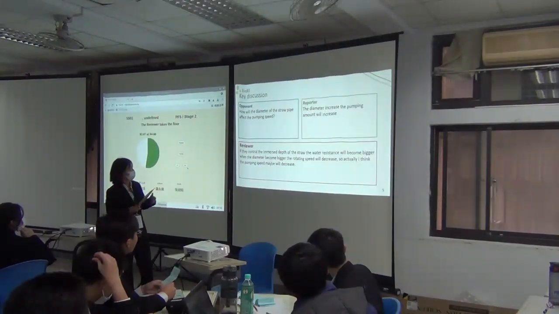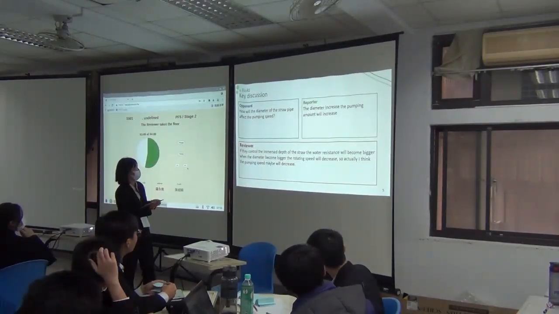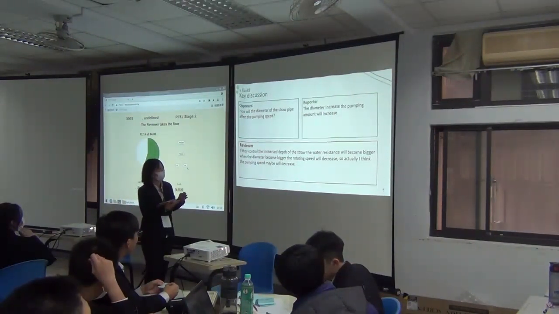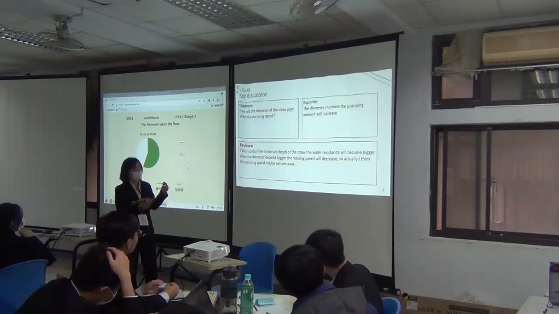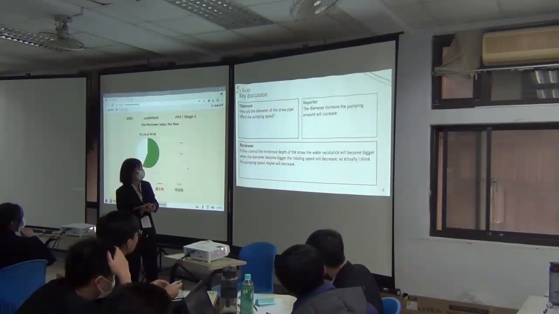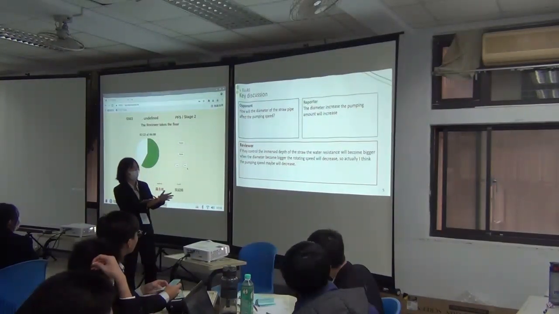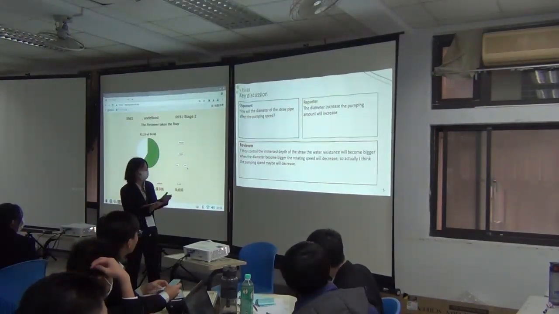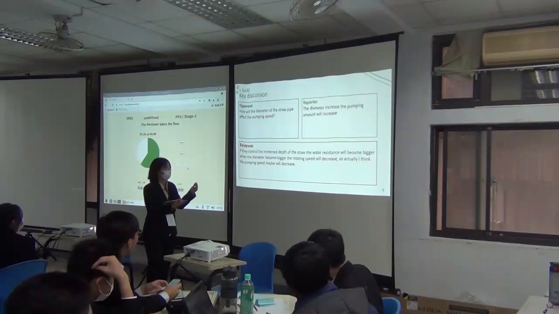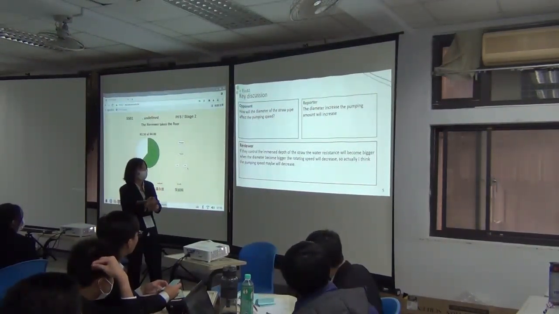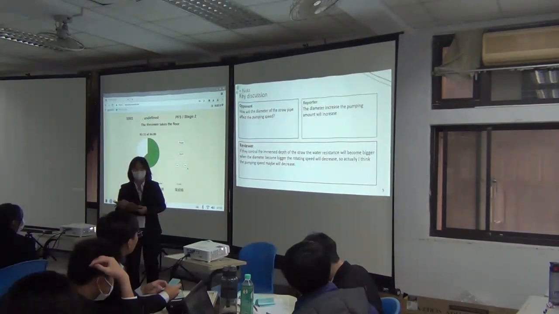The opponent asked how the diameter of the straw pipe affects the pumping speed. The reporter thinks that when the diameter increases, the pumping amount will also increase. But we think if the reporter controls the immersed depth of the straw, the water resistance will become bigger when the diameter becomes bigger, and the rotating speed will decrease. So actually, I think the pumping speed may decrease.